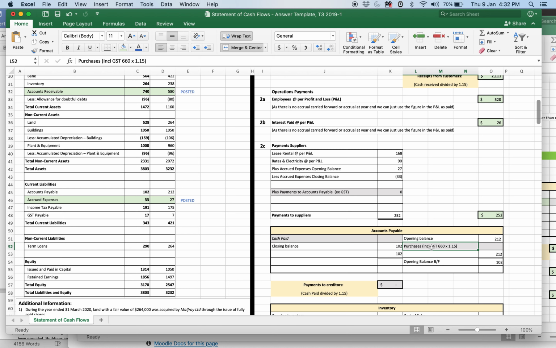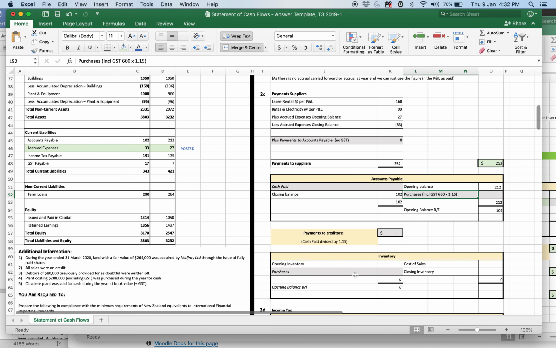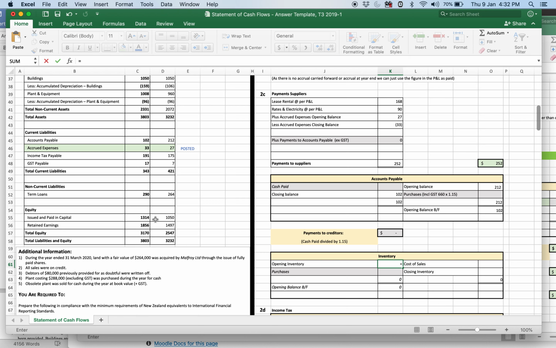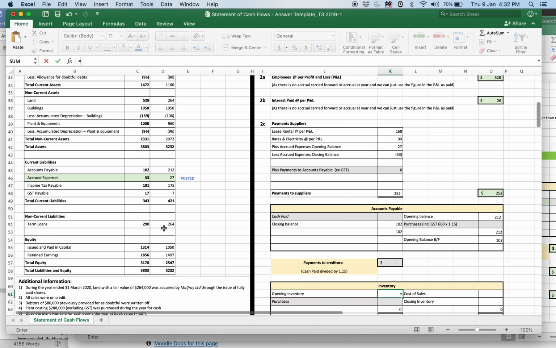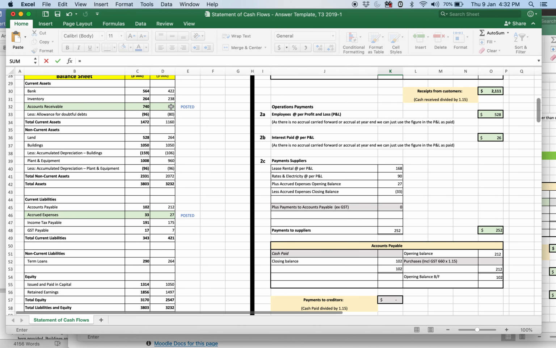So we need to work out what our purchases are, which requires us to look at how much we purchased. We now need to look at the inventory, what's happened there. So what was our opening inventory balance? We can go to opening inventory balance, which is a current asset.